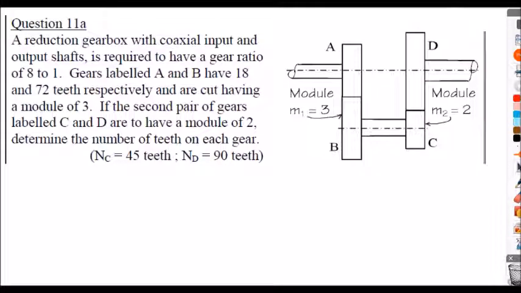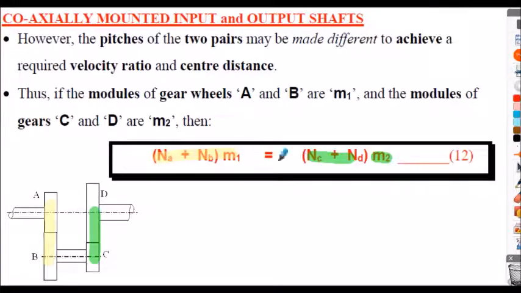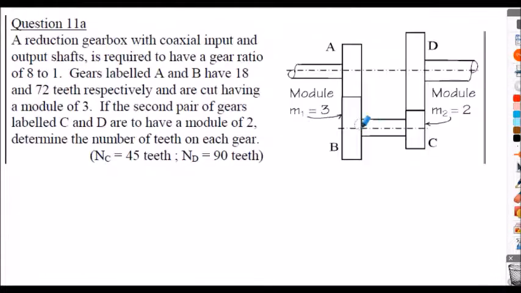So if it's okay with you, I'm going to put the solution to question 11a on the video, and you can just browse that in your own time. It's very similar to what you've already done. It's just bringing this equation into play because the modules are different between the teeth here.